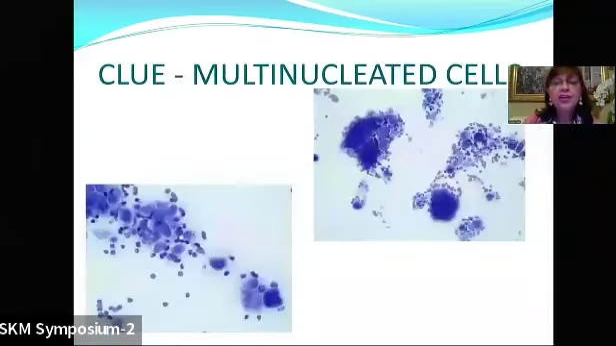And here's a clue. In other areas, you have these large cells, as you see here, but then you could also see some multinucleated cells. Here's one, there's another one, and then also these large cells. So based on that, we asked for a good cell block, and that was obtained.